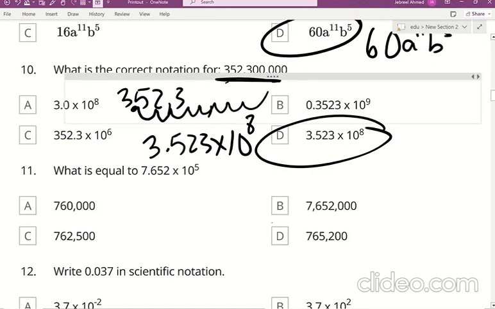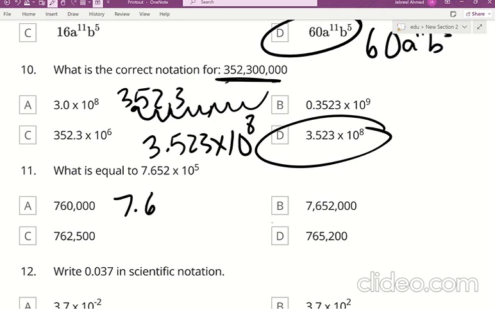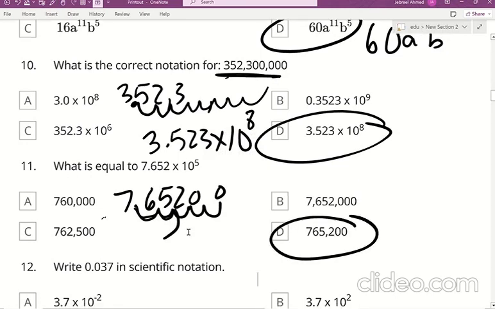So now this one is already in scientific notation. We want to put it into standard form. So if I have times 10 to the 5th power, I'm just going to move my decimal 5 places to the right. 1, 2, 3, 4, 5. And any gaps or spaces, I'm going to put a 0. So my answer is 765,200.